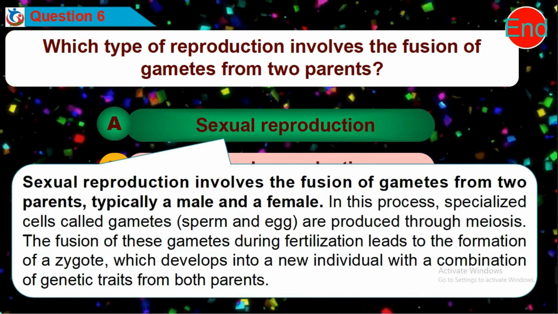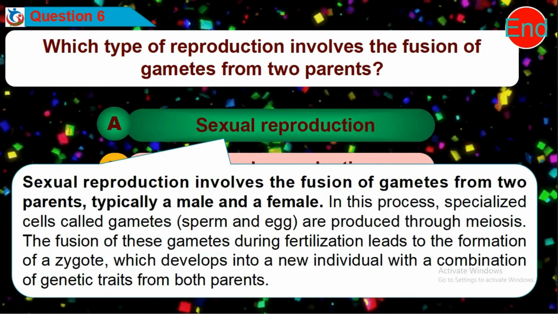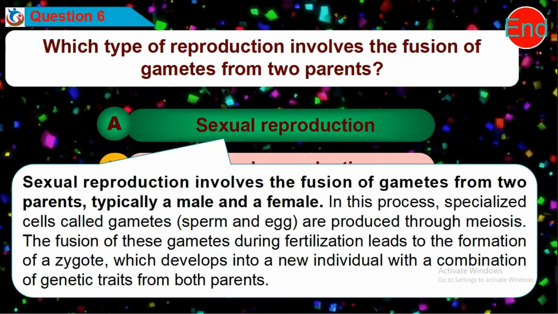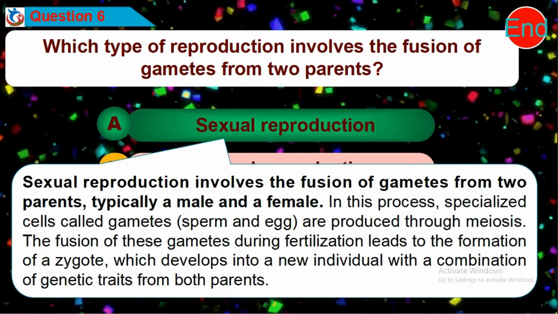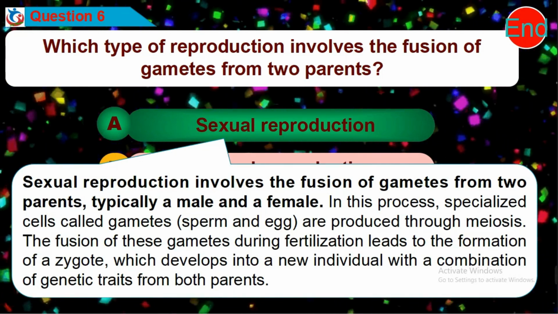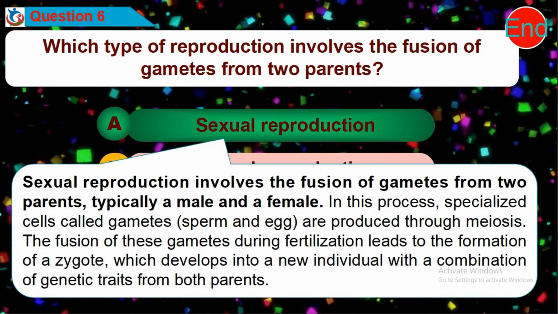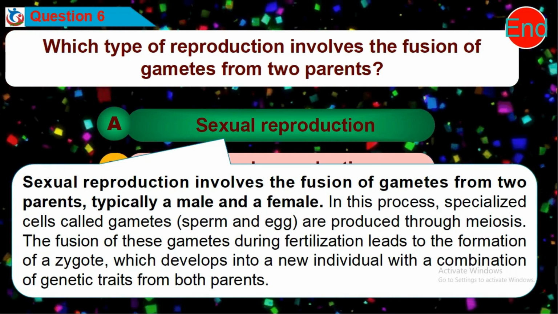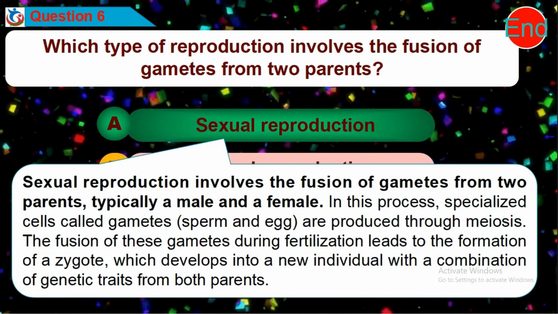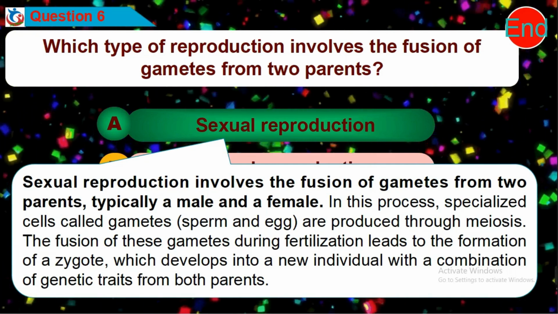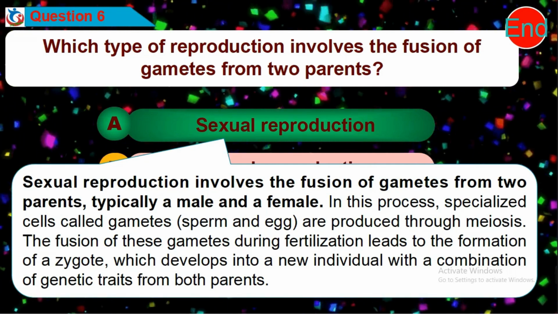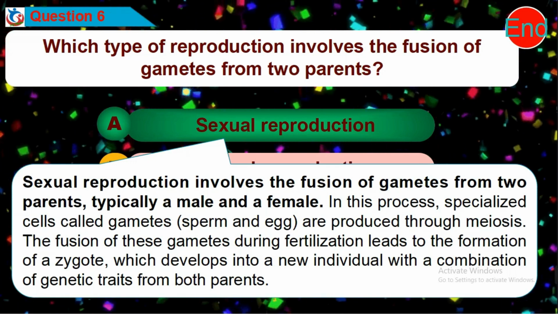This is sexual reproduction. In this process, specialized cells called gametes are produced through meiosis. The fusion of these gametes during fertilization leads to the formation of a zygote, which develops into a new individual with a combination of genetic traits from both parents.